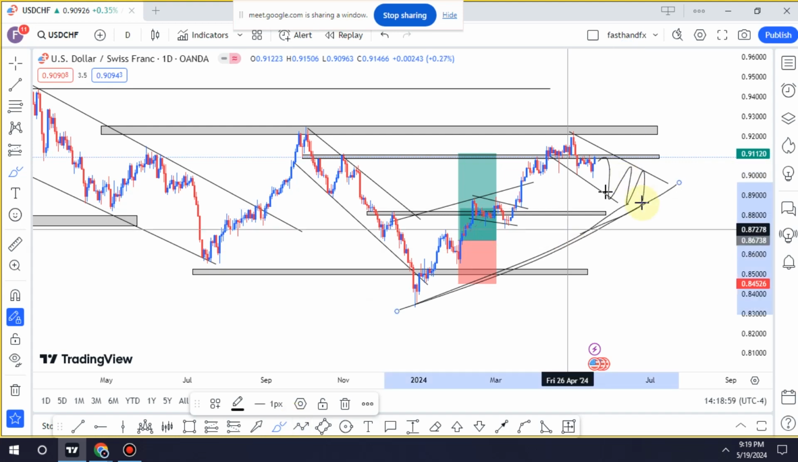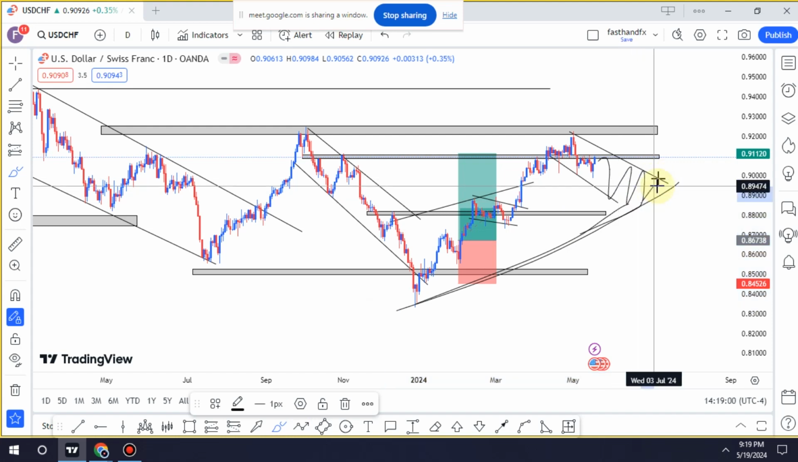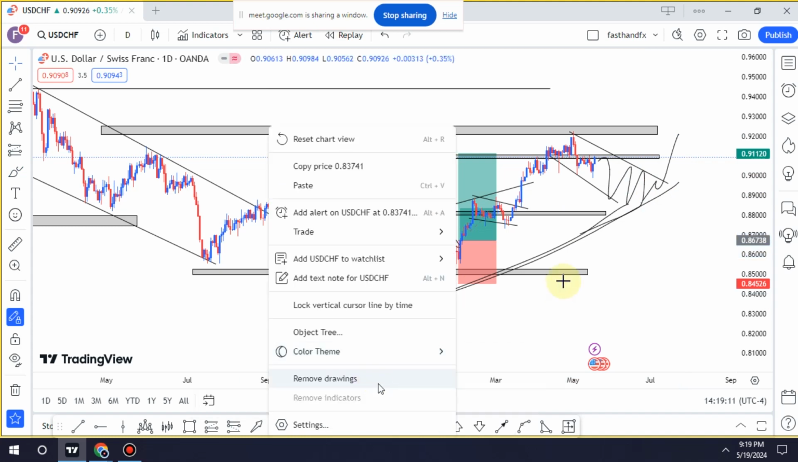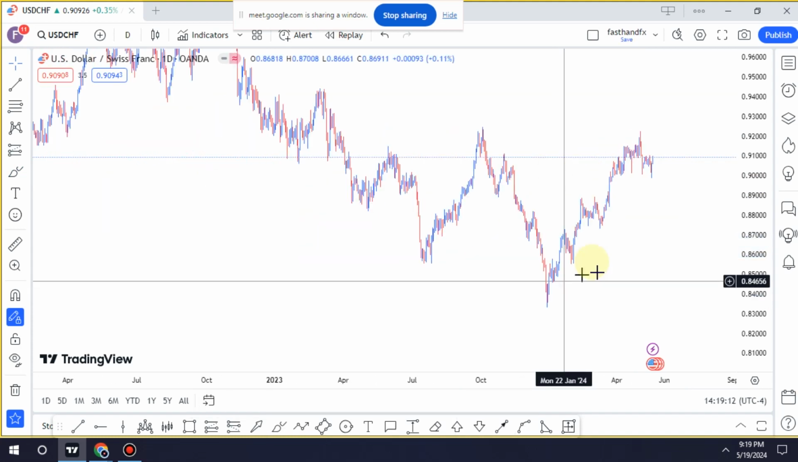Then wait for another mini version of a continuation pattern right here before it breaks. That's when you execute, same as this level right here. That is based on the bullish. Now let's try to see if we can get a bearish trend.